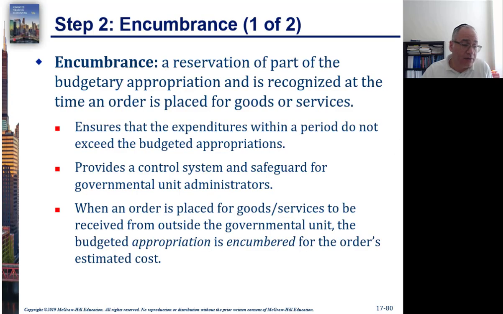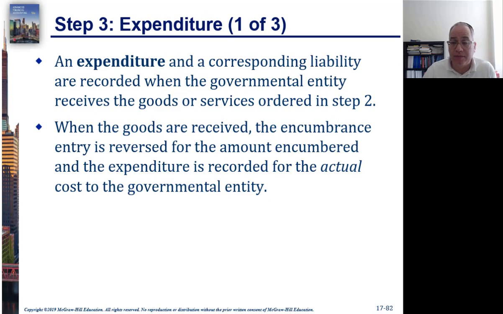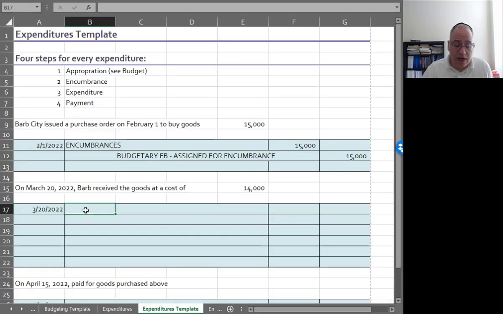The next step now would be the actual expenditure. And this would be when you receive the goods or services that you had ordered in step 2. The first thing you're going to do is reverse your encumbrance, and then you're going to record the expenditure. So we undo this encumbrance by debiting Budgetary Fund Balance Assigned for Encumbrances, $15,000. And we credit Encumbrances; usually the reversal is for exactly the same amount.